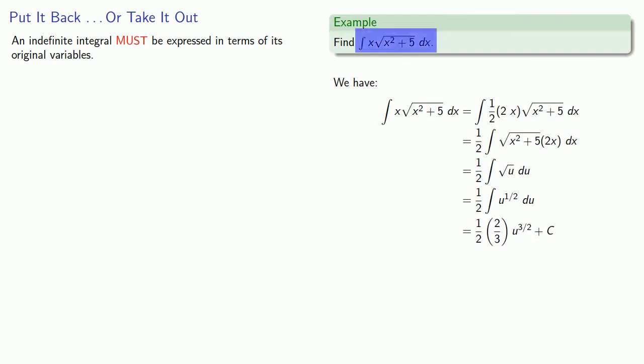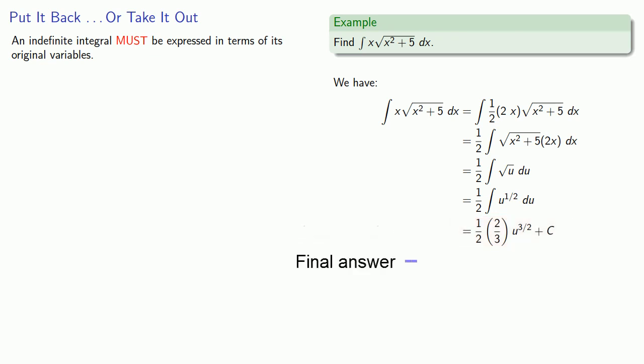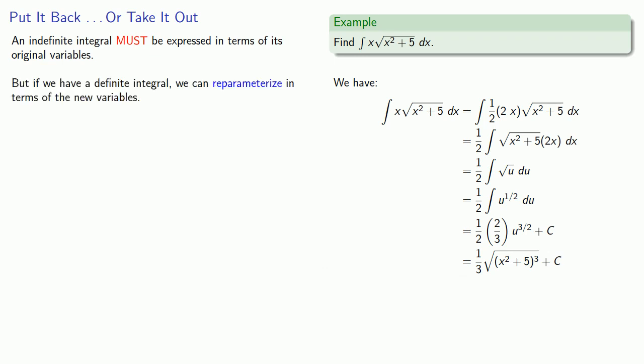And this leads to another important idea. An indefinite integral must be expressed in terms of its original variables. If you're given an integral in x, your answer must also be in x. But if we have a definite integral where we have an upper and lower bound, we can reparameterize in terms of the new variables.